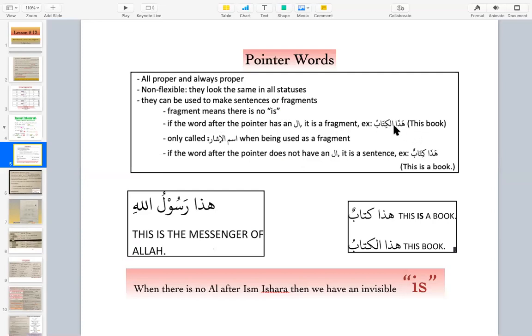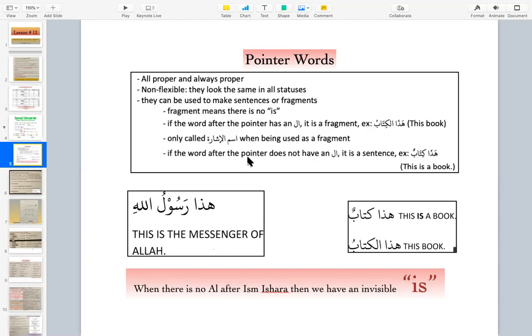I should be translating this as: this book. Okay, so it is only called ismul ishara when being used as a fragment. When I have a fragment over here, I call this one ismul ishara and this one my musharun ilay, the thing that is being pointed at. So this haza is my ismul ishara and this al kitabu is my musharun ilay, but only when we are creating a fragment. If I'm making a sentence out of this, then it's a different story. So ismul ishara and musharun ilay are only found when there is a fragment.